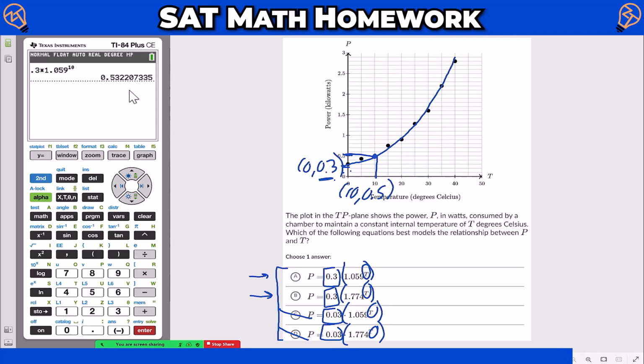If you really want to check it, we could go back and I would just press up a couple times, press enter, and just change this from 059 to 774. Press enter, and then that's way off. It's not going to be 92 point something. So the correct answer option is A.